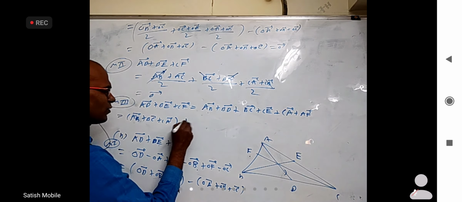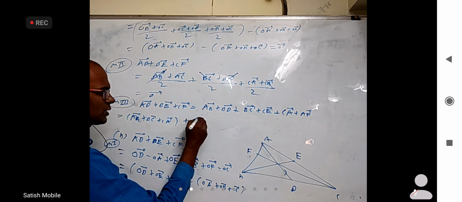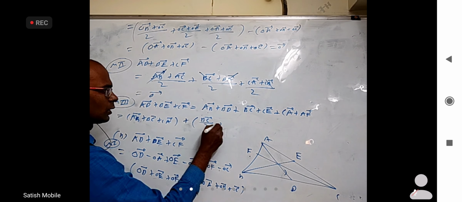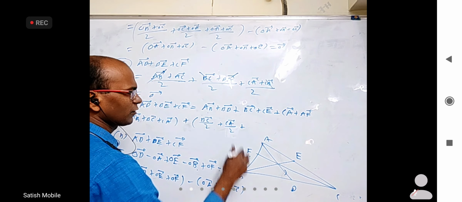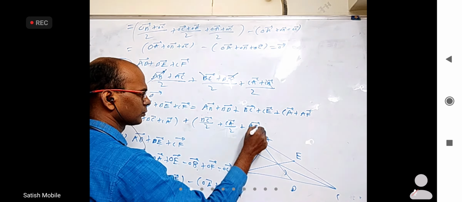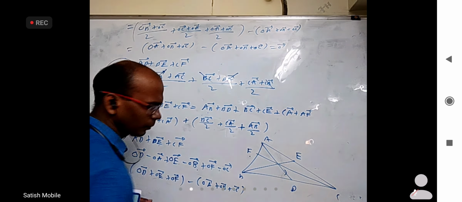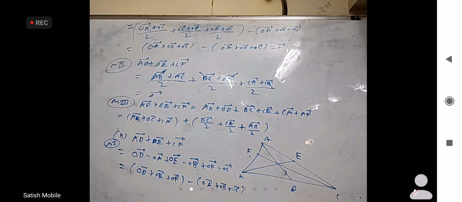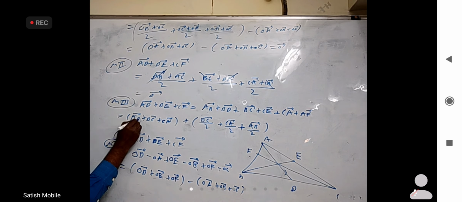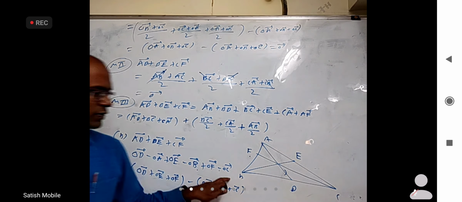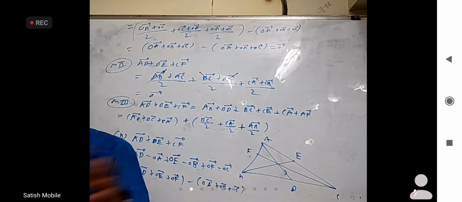All the second vectors, what is BD bar? Half of BC bar. What is CE bar? Half of CA bar. What is AF bar? Half of AB bar. Okay. Now what is AB bar plus BC bar plus CA bar? 0, null vector. You take this vector plus this vector plus this vector. Starting point and ending point are the same.